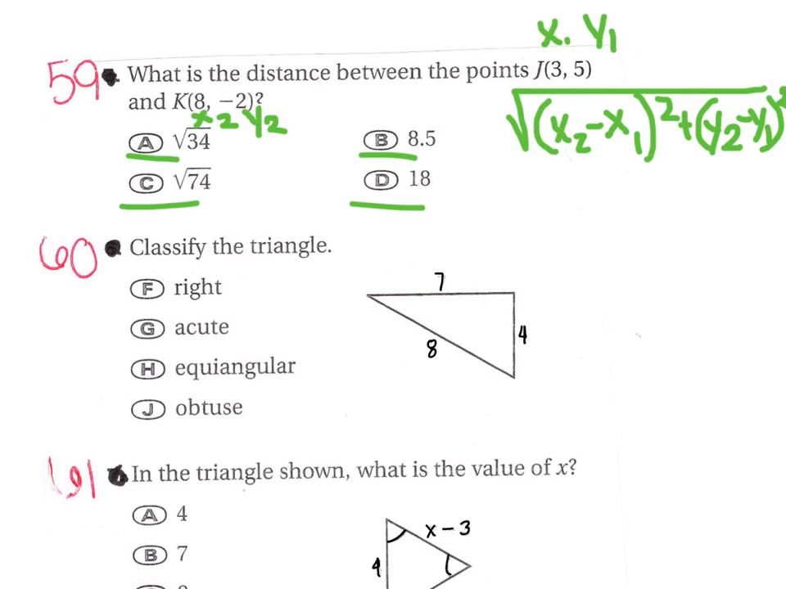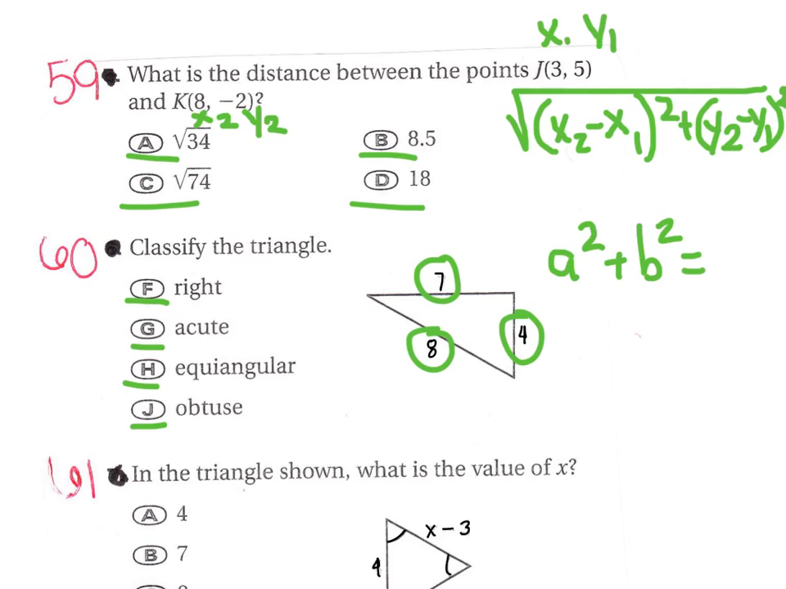Number 60, you got to classify this triangle. Look at the sides. You got 4, 7, and 8. Is this a right, acute, equiangular, or obtuse? You may want to use the Pythagorean theorem here. Plug in the sides, figure it out. Remember what I told you earlier. If the sides A and B are greater than C, what is it? Or if the sides A and B together are smaller, what do you call it? Take your time. Make sure you hit pause.